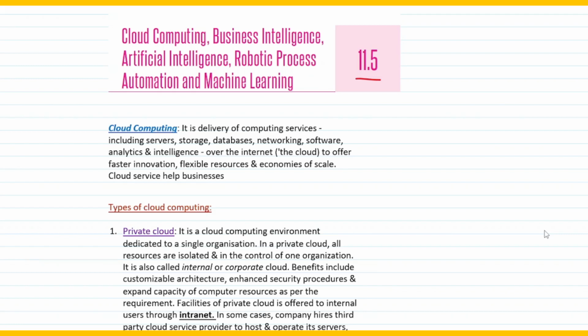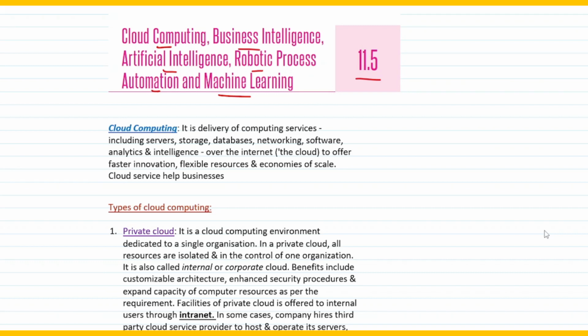11.5 is one of the most important topics as far as exam is concerned because there are many topics from which the questions may be asked. So in all probability something can be expected out of 11.5, right? Let's start with the chapter right away. This chapter talks about cloud computing, business intelligence, artificial intelligence, robotic process automation and machine learning. So core, these are 1, 2, 3, 4 and 5 topics we'll be talking about in detail. Okay, let's start with cloud computing first, right?